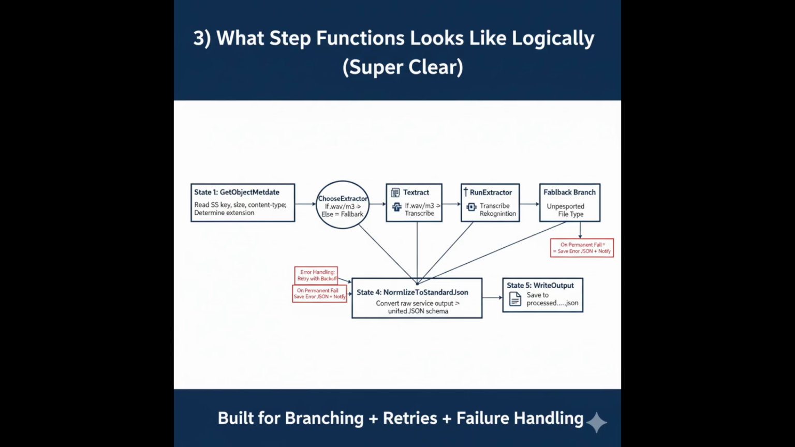State 3, run extractor: call the service. State 4, normalize to standard JSON: convert raw service output to your unified JSON schema. State 5, write output: save to processed/ as JSON. Error handling: retry with backoff. On permanent fail, save error JSON and notify. This is exactly why Step Functions is used. It's built for branching, retries, and failure handling.